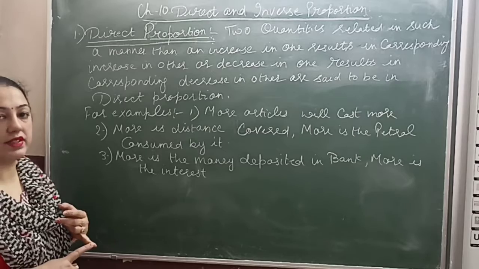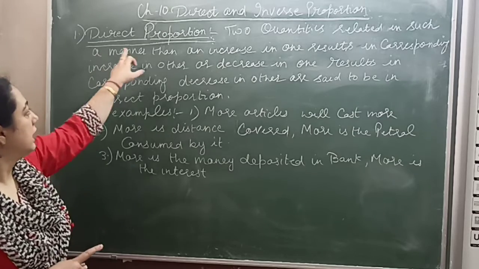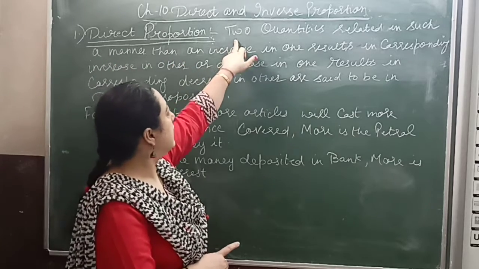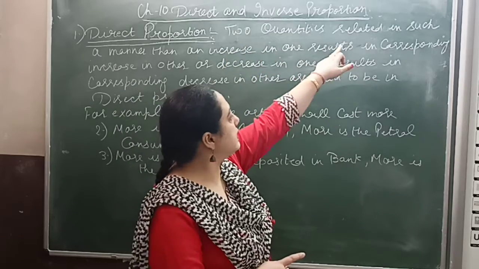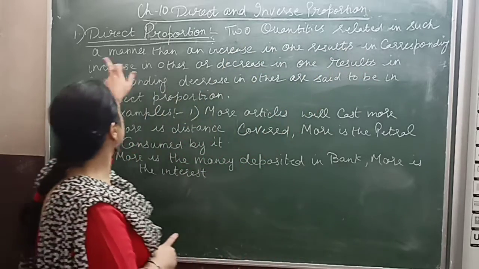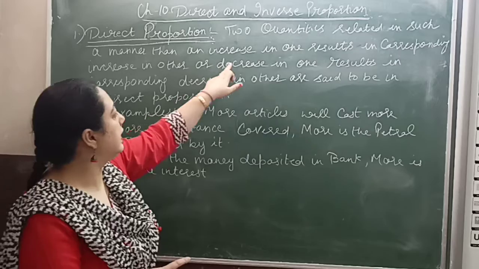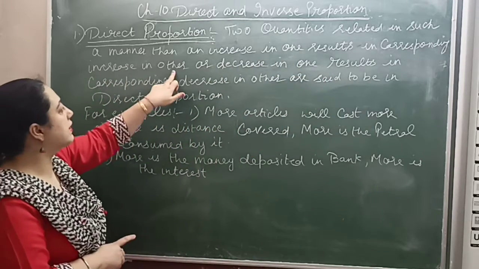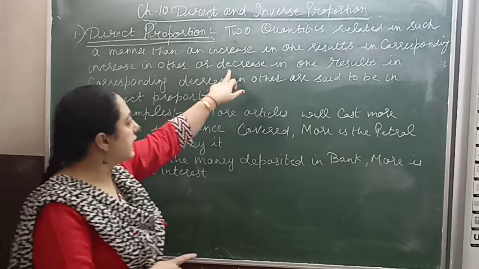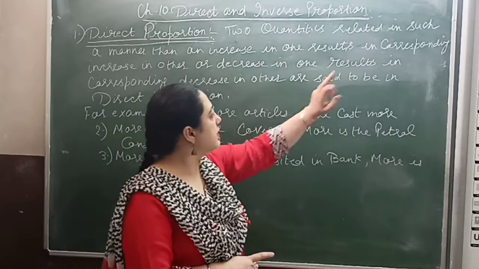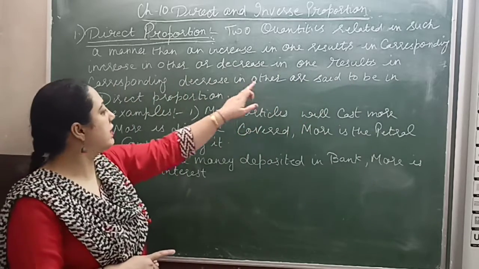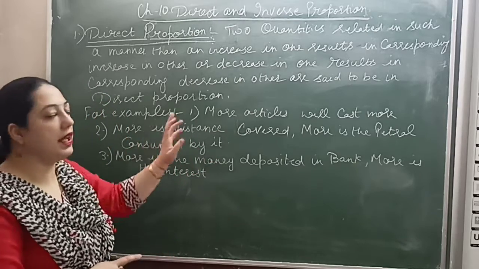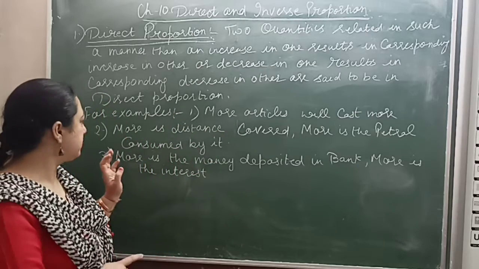Now let us discuss what is direct proportion. Two quantities are related in such a manner that an increase in one results in a corresponding increase in the other, or a decrease in one results in a corresponding decrease in the other. They are said to be in direct proportion.